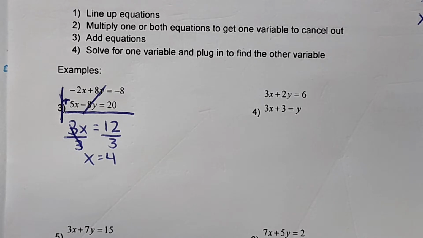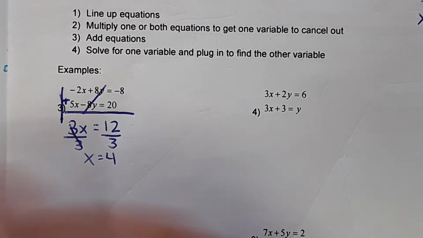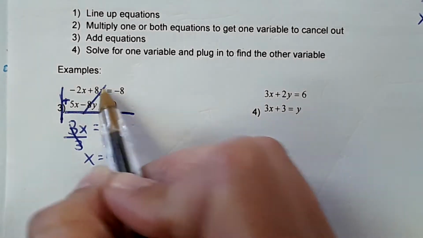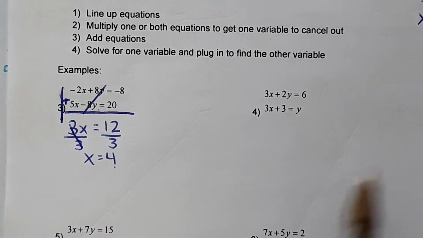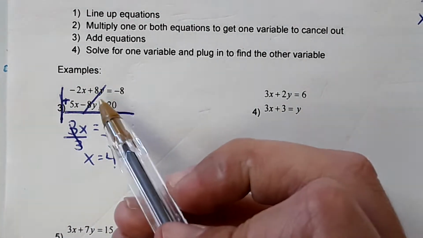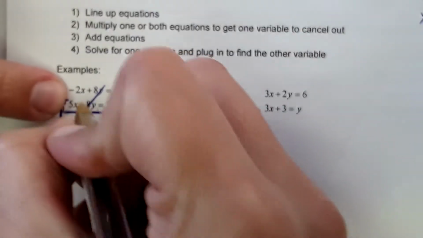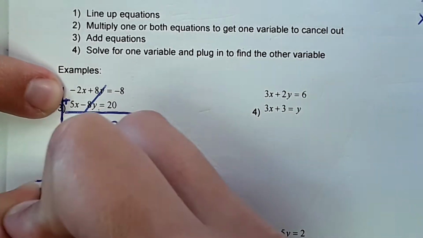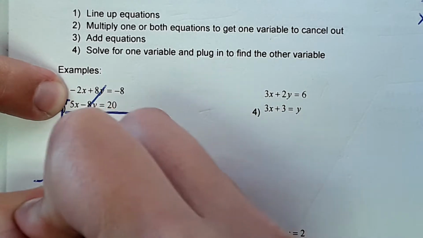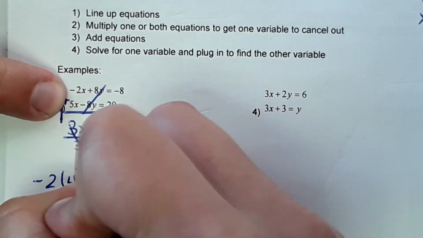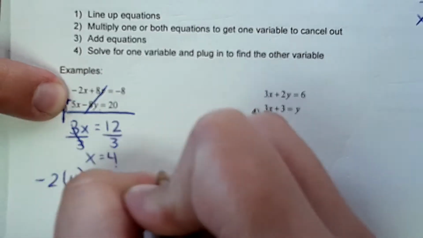Okay, so we get x equals 4. And then from here, we take that 4 and we plug it into one of these equations. It doesn't matter which one. Choose the easier of the two to work with. In this case, they're about the same in terms of how easy they are. But I'm just going to take this equation, plug in 4 for x, and then solve for y.